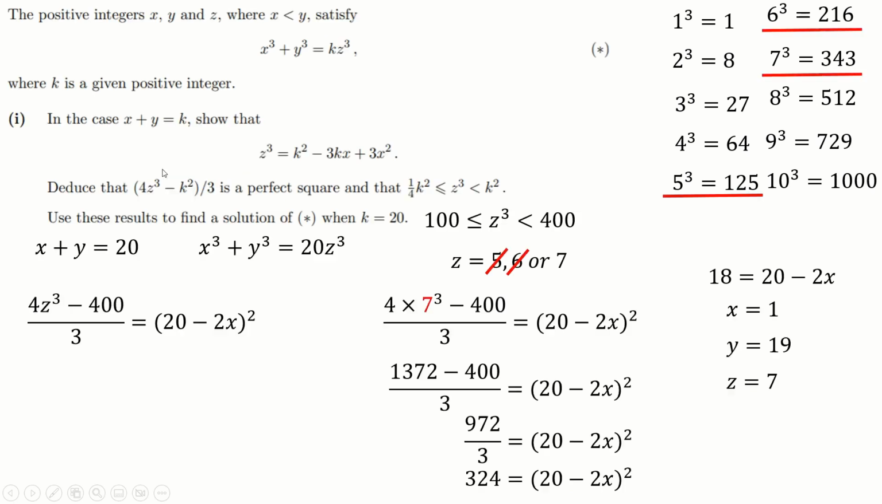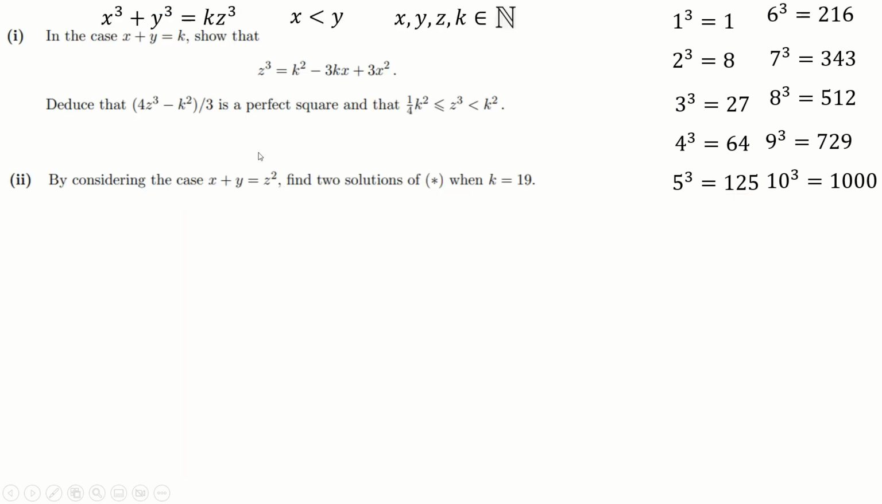Next bit, by considering a different case here, x plus y equals z squared. So we've essentially gone all the way back up to the top of the question, but they're giving us z squared instead of k. And now we have to do the whole thing again, all the way through, maybe without as many short stops in between.